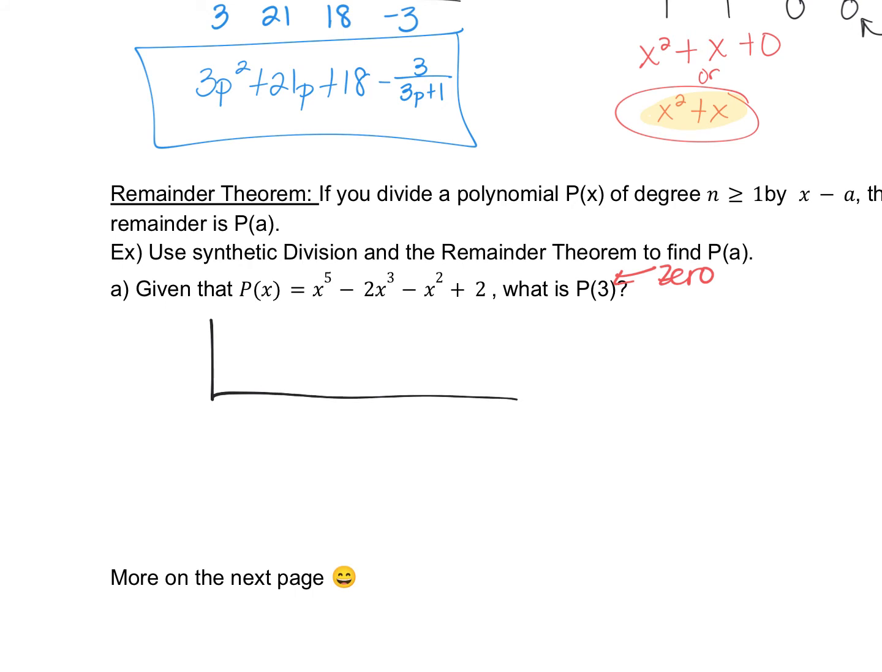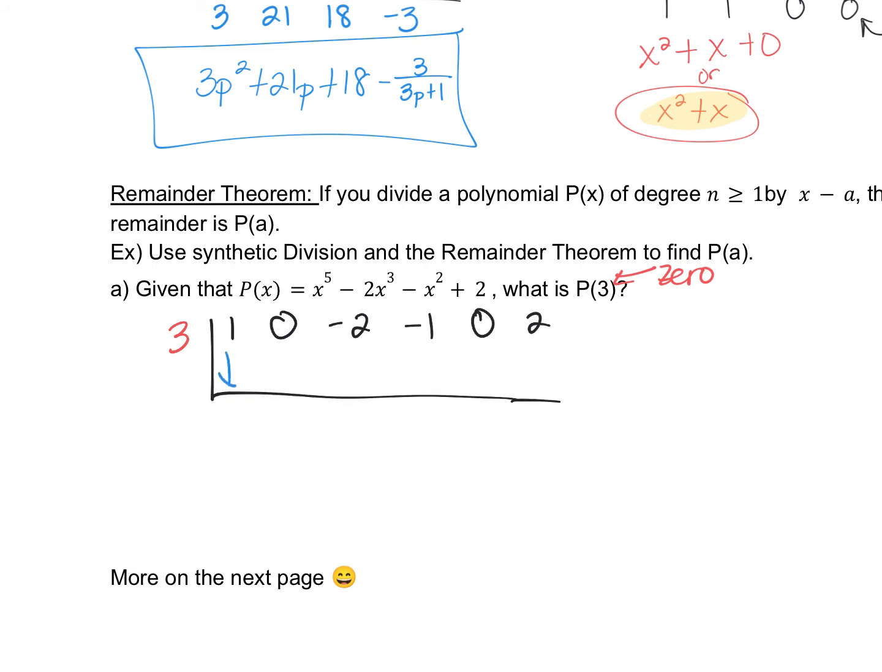Keep in mind we are missing a couple terms, so don't forget that part. This is kind of a long one, that's okay. So I have a 1. We're missing our x to the fourth term, so that'll be a 0. Negative 2, negative 1. I'm missing my x term, so another 0, and then a 2. And then I'm dividing with my 0 being 3.